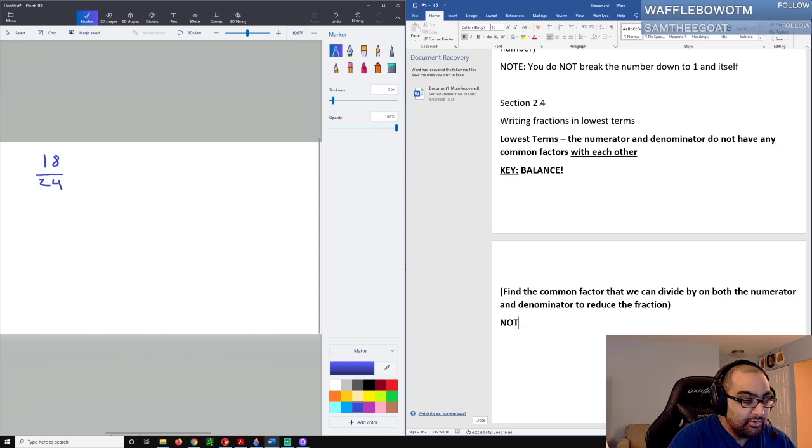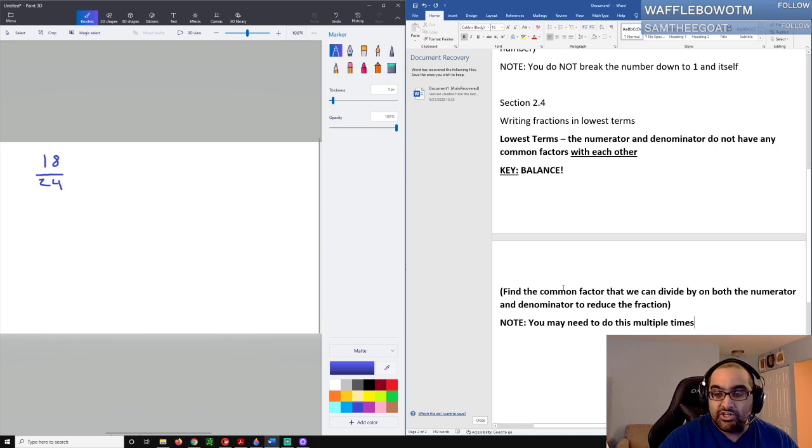I'll put a note to this. Note, you may need to do this multiple times. So it's not just one and done. You may need to do this multiple times if there's still a common factor in between. We'll take a look at this example where certainly that can be the case. So I'm going to showcase this one, and I'll show you exactly how this works.